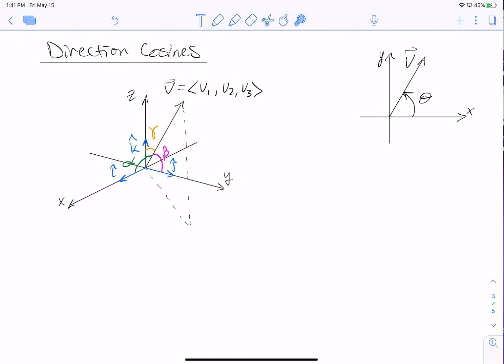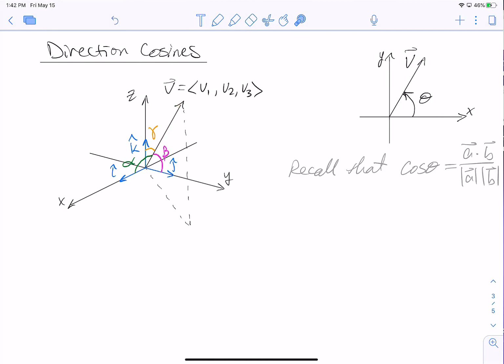These are angles formed between the vector v and our basis vectors i, j, and k. In other words, if we imagine a plane that contains the x-axis and the vector v, then the angle made in that plane between the two vectors is alpha. Likewise, a plane that contains the vector v and the y-axis would contain the angle beta between the vector v and j. And then finally, this is gamma, the angle between the z-axis and v.